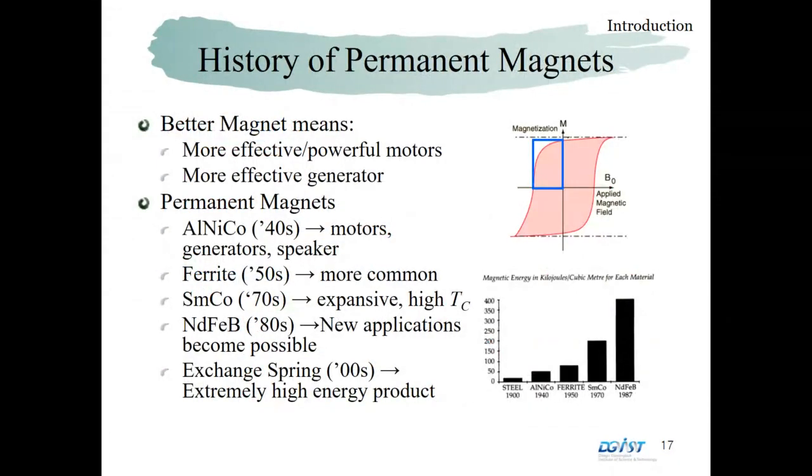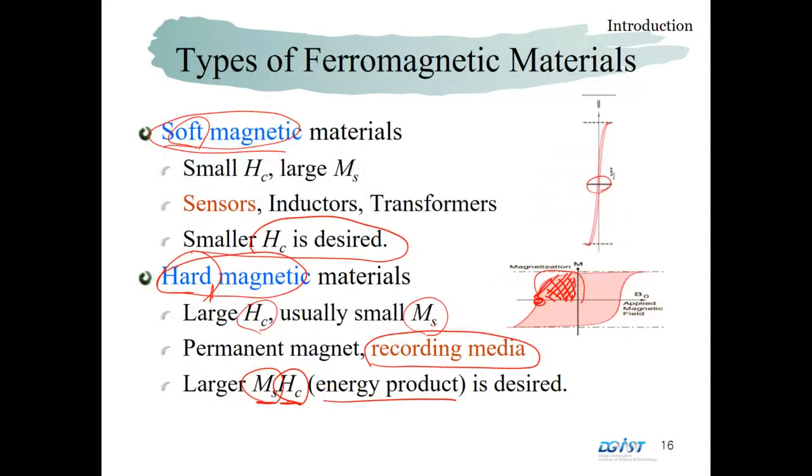And I just briefly explained the performance of the ferromagnetic material, the permanent magnet. There is no direct relation, but okay. We will learn about the relation of the HC to the MS.